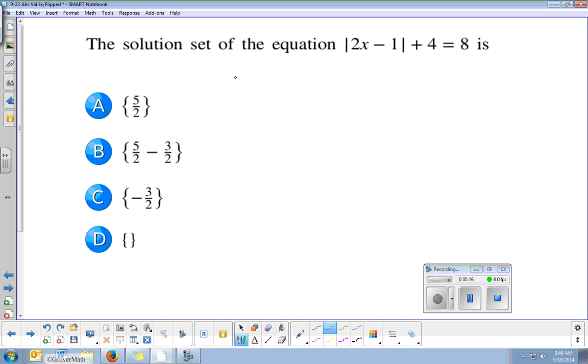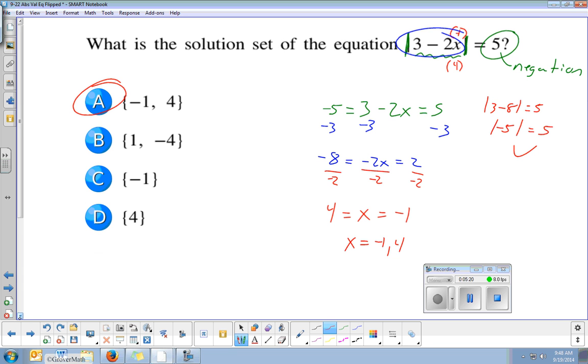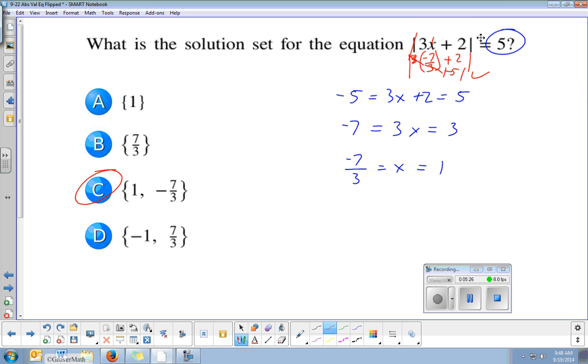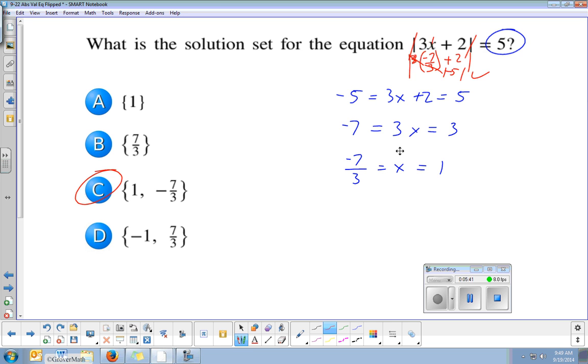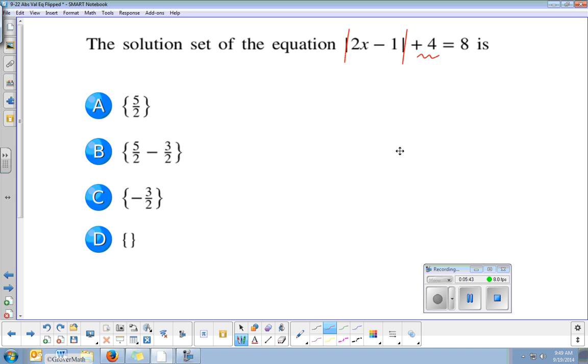This next one, the key difference here is notice that in these first two examples, the only thing on the left side was what was between the absolute value bars. The only thing over here is what's between the bars. But in this equation, we have the absolute value of 2x minus 1, but then we also have this plus 4. And so when that happens, you have to first isolate the absolute value bars before you go to what we've been doing over here with the equal sign on both sides.